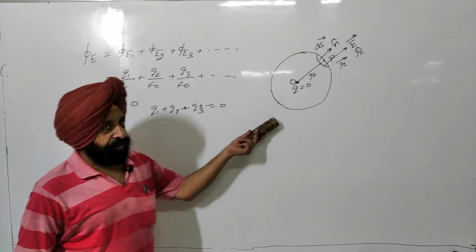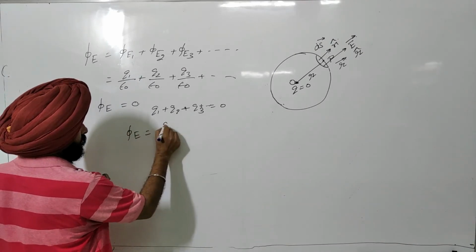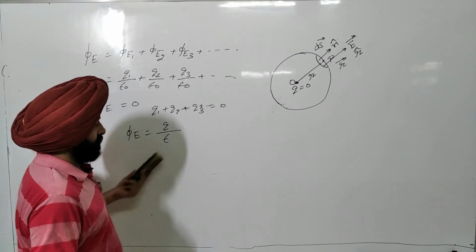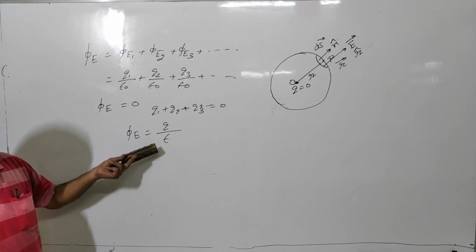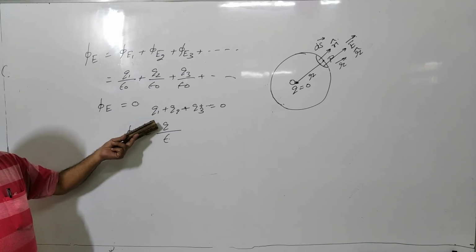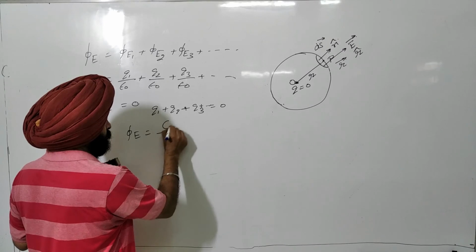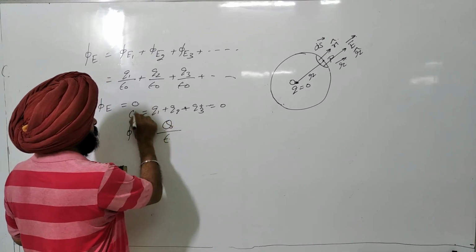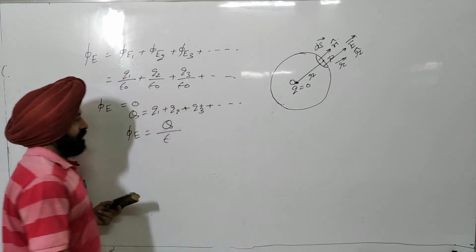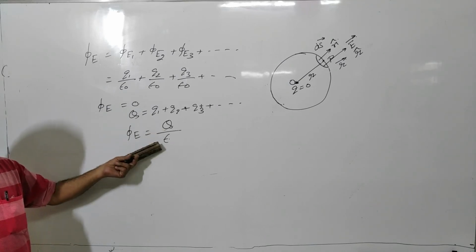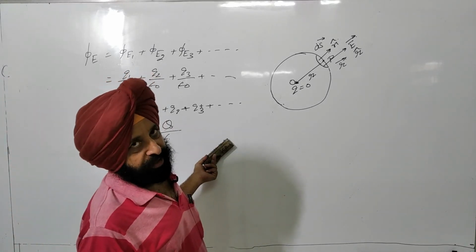If there is a medium, then phi E is equal to q upon epsilon, where epsilon is the absolute permittivity of the medium. Q is the total charge, which can be q1, q2, up to any number of charges, the algebraic sum. So if there is a medium, it is 1 over epsilon times the total charge enclosed in the surface having a medium.